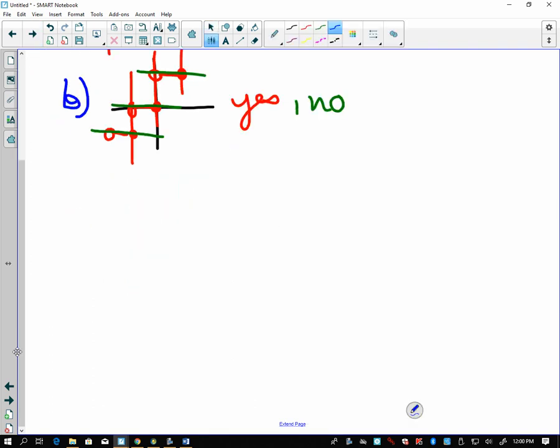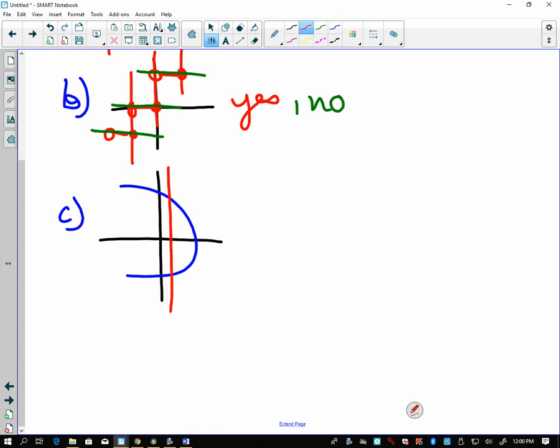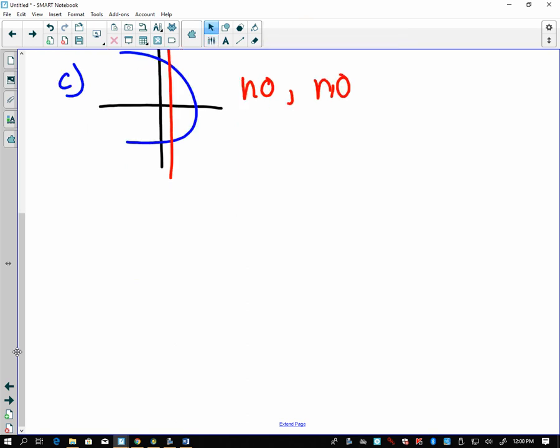Let's see, we got a C in here. C shows me something that looks like this. So it does not pass the vertical line test. So that's all I need to say. If it's not a function to begin with, then we don't care if it's one-to-one because it's not a function. So the answer is no, no at the very least. Okay, D.